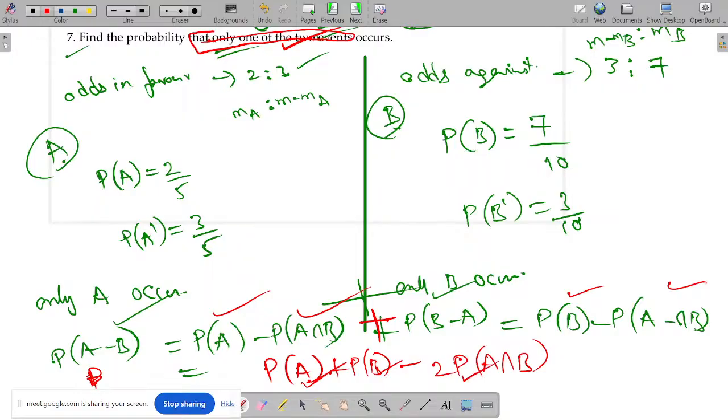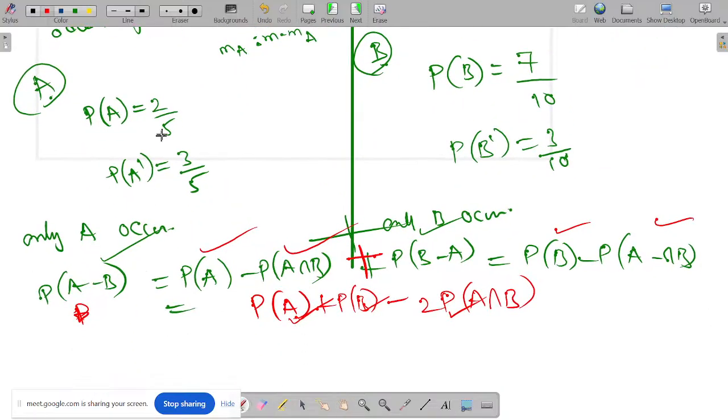Okay. So what do you have now? You know the value of P of A, right? What's the value of P of A? It's 2 by 5. So substitute 2 by 5. P of B, this is 7 by 10.